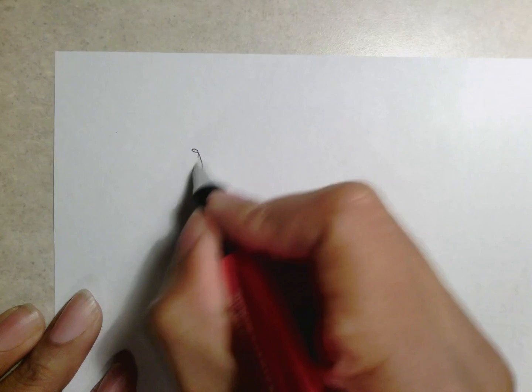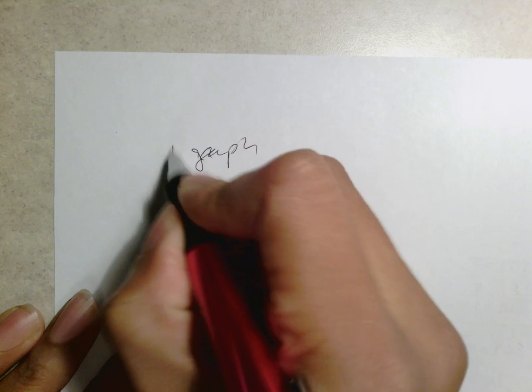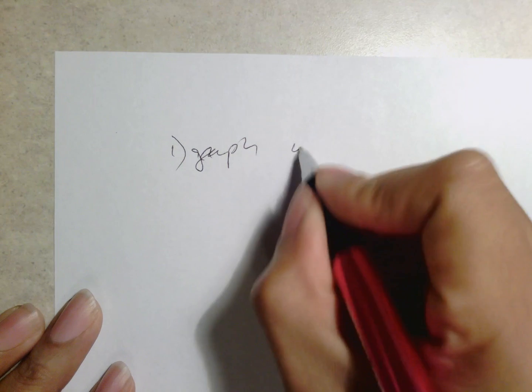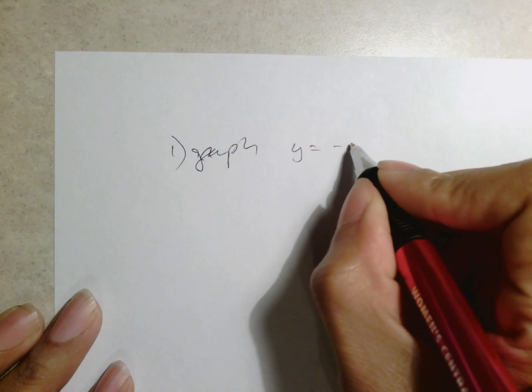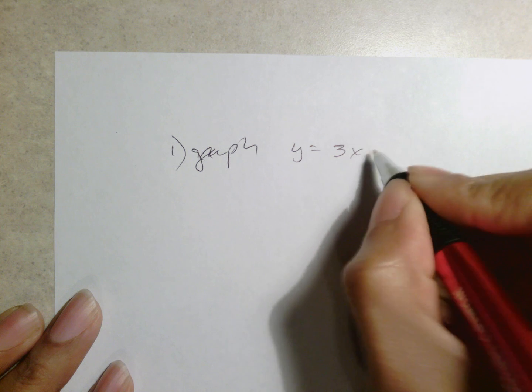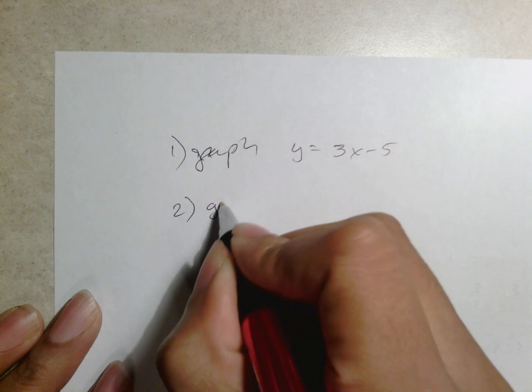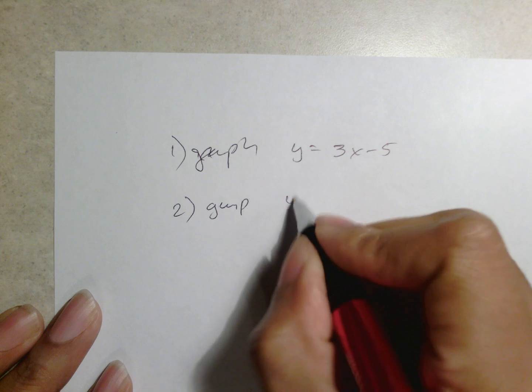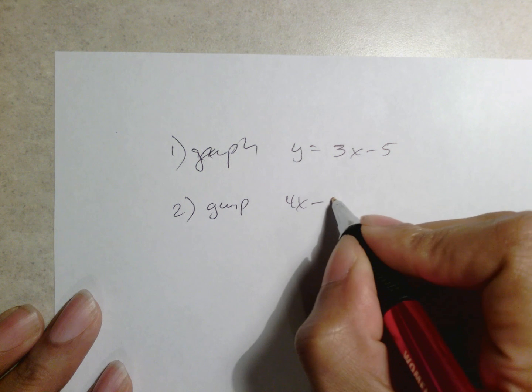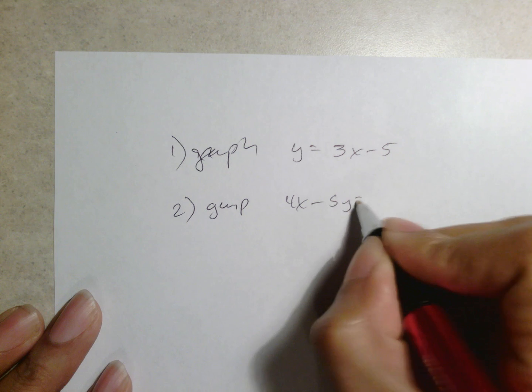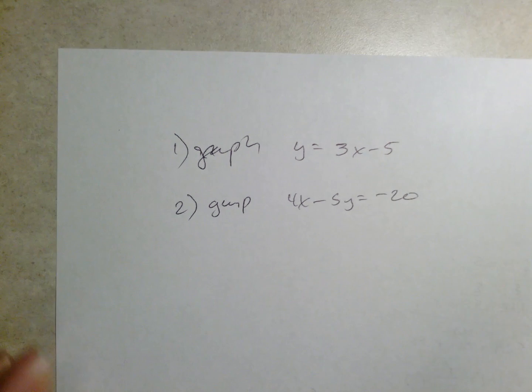Other than that, before you get ready on your Math XL, I want you to graph 2 problems. The first one is y is equal to 3x minus 5, and your second is going to be graph 4x minus 5y equals negative 20. So get those 2 turned in.